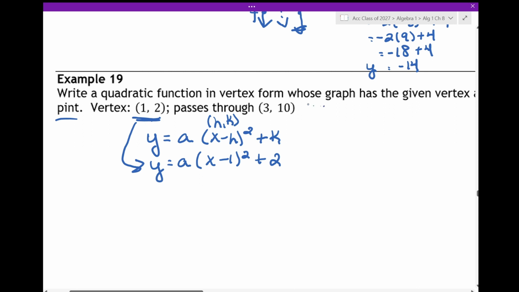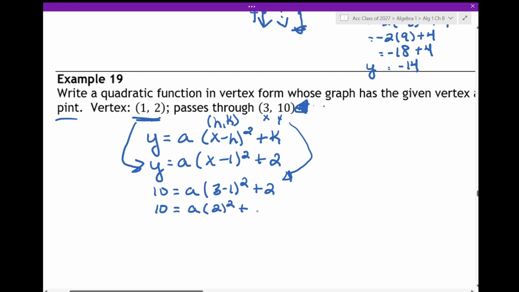Now they give us this other point here so that we can find our a value. So I'm going to plug this x and y into our function. We're going to have 10 equals a times (3 minus 1) squared and then plus 2 on the end. 10 equals a times 2 squared plus 2. I'm going to subtract my 2. That gives me 8 equals, and then I'll square that term, that's going to be 4a. So 4a. Dividing by 4, I get 2 equals my a.